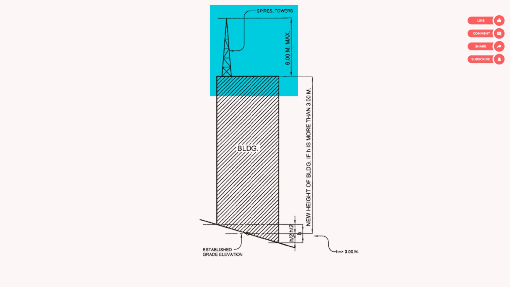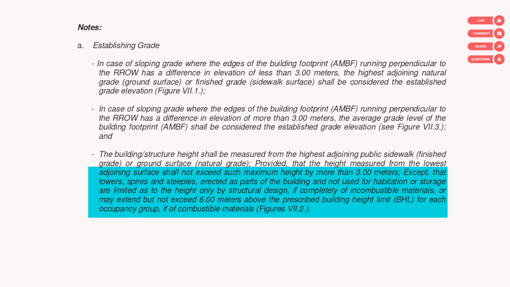A quick note on towers, spires, and steeples. In the drawings, you'll see spire, tower, 6 meters max. I would just like to point out that the 6 meter maximum height is not always true. I'm not going to read the text, but the 6 meters maximum limit applies if the tower or the spire is made of combustible materials. But if it is not made of combustible, if it is incombustible, then there is no 6 meter limit. You can do whatever height you want. Your only limit is your structural design. Whatever height your structural design can support, you can actually do.